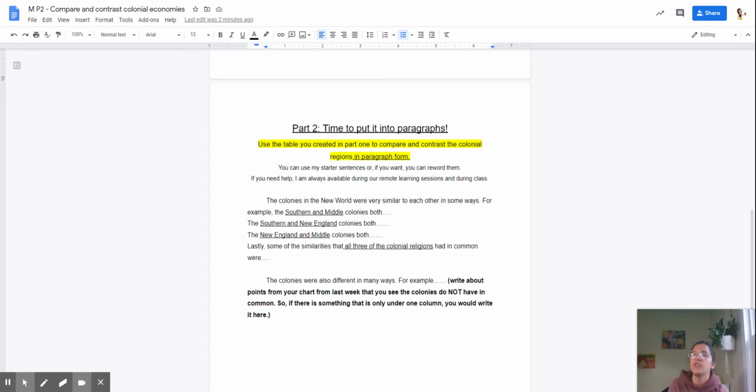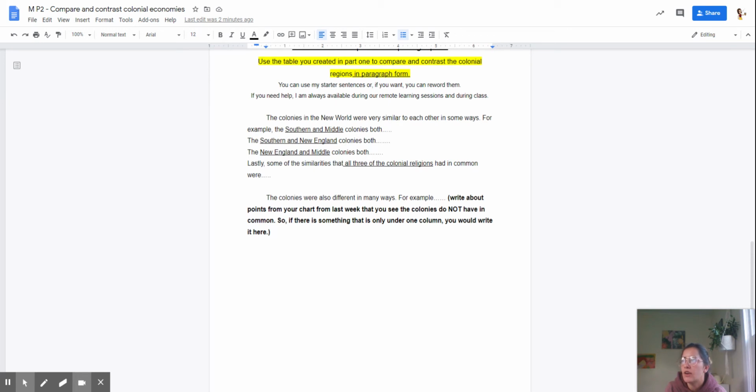And the directions here say part two, time to put it into paragraphs. Use the table you created in part one to compare and contrast the colonial regions in paragraph form. All that means is that you're going to write in full sentences what was similar about the colonies and what was different. Right? And then I just put a reminder that I am here during those remote learning sessions to help you.